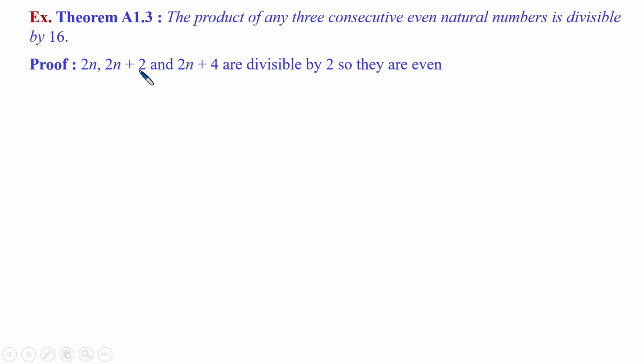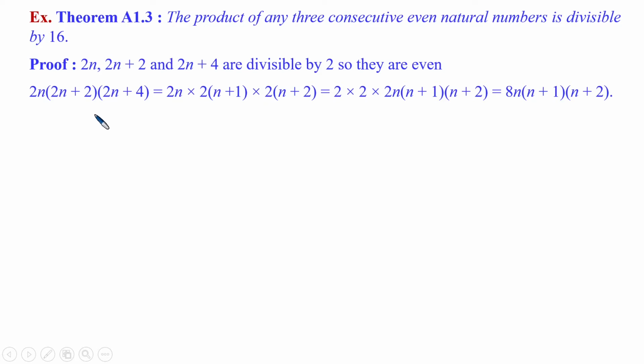plus 2 is again an even number, 2n plus 4 is also, and these are all divisible by 2, so they are even. Okay, so now it is asking for the product. If you multiply 2n into 2n plus 2 into 2n plus 4, if I write it like this, I keep 2n here, 2 I bring common, n plus 1, and again 2 I bring here, n plus 2.